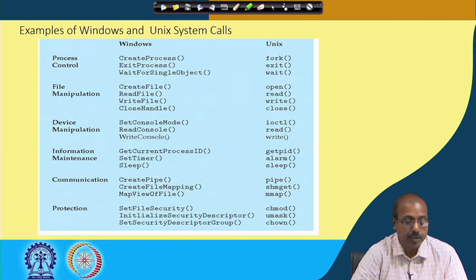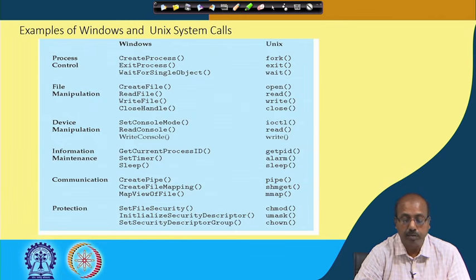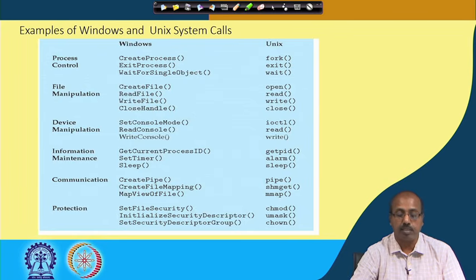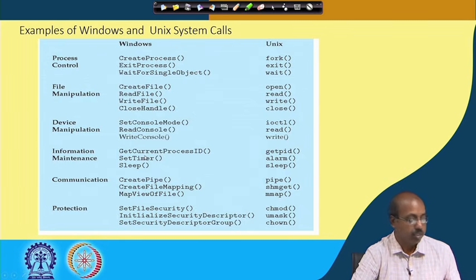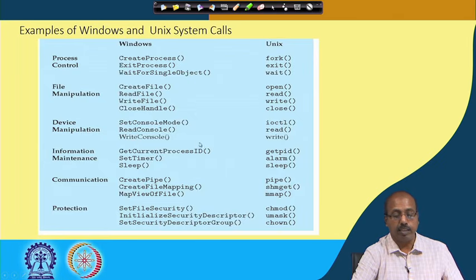Then for information maintenance, we have get current process ID in Windows, and getpid in Unix. So, there are many such system calls for every operating system. You can find this list documented in the manual.